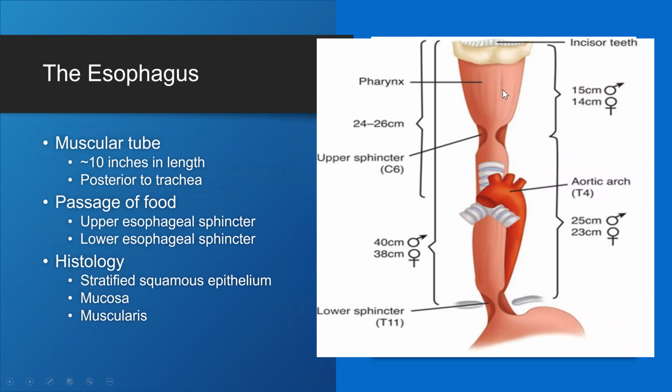Now, the esophagus is a muscular tube about 10 inches in length that is posterior to the trachea. So you can see this is the trachea, anterior, and posteriorly is the esophagus. It has an upper esophageal sphincter right here and a lower esophageal sphincter. It's covered by stratified squamous epithelium and has mucosa, so it's covered by mucous membrane, and has a muscularis externa as well.